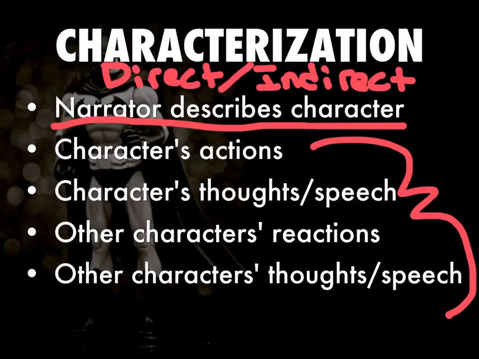So, while you are reading in this lesson, you need to look for direct characterization and also indirect characterization. How do the authors let their characters' words and actions, along with the reactions of others, reveal what the characters are like?